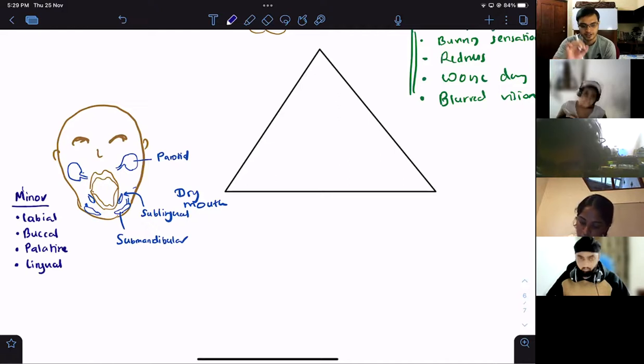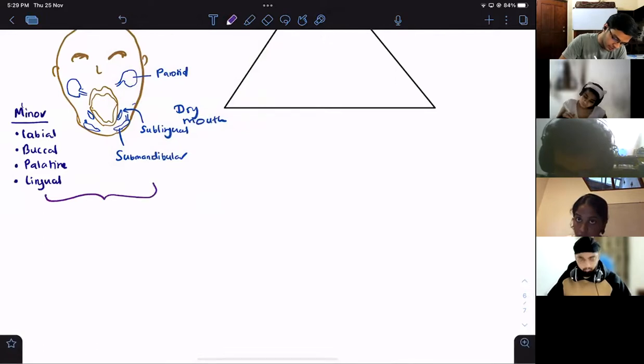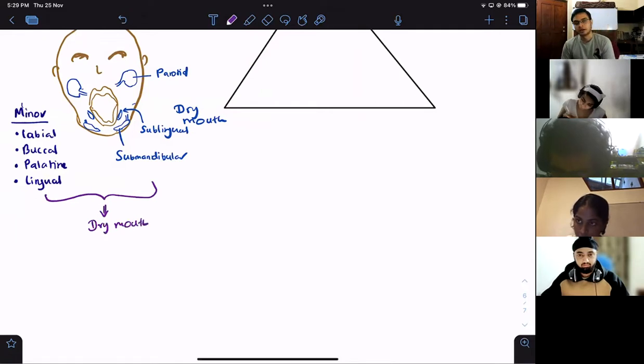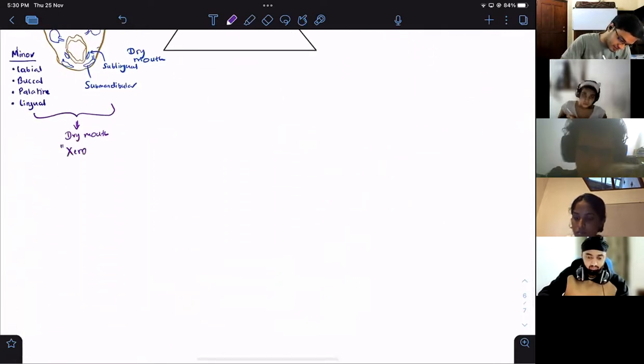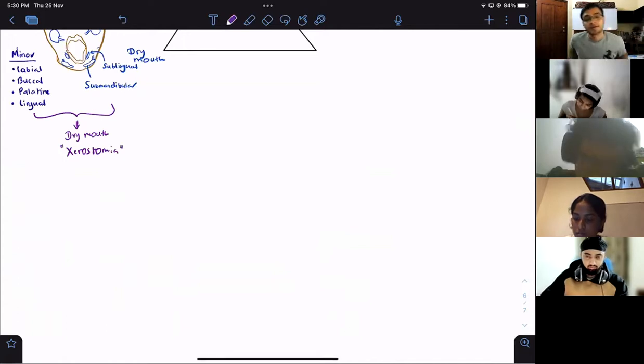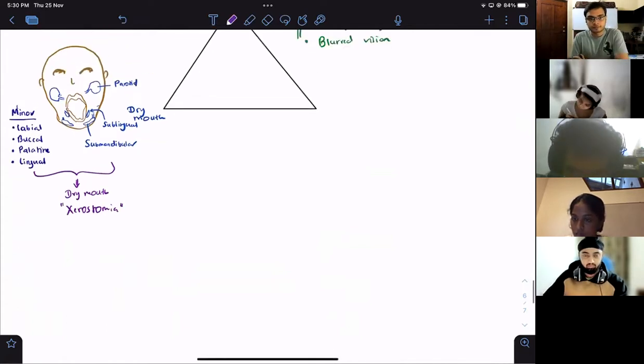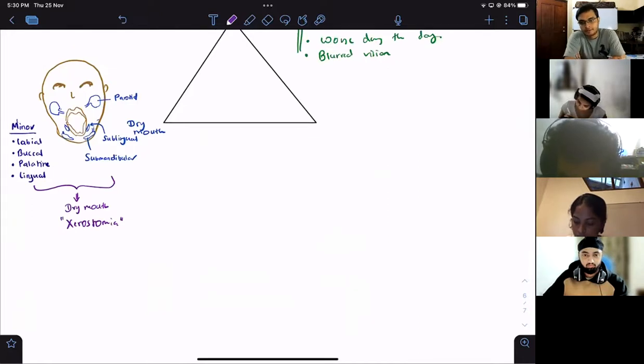Now, just know, guys, the function of all of these, minor and major, is affected in Sjogren's. So we are going to get reduced secretion of saliva, therefore dry mouth. What is the special word here, guys? Like xerophthalmia, there is another word. Xerostomia. Excellent. Xerostomia.